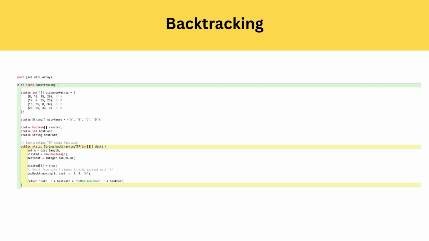Best cost stores the minimum distance, and best path stores the best route. The main function is backtracking TSP. It initializes the variables and starts from city A. Then it calls TSP backtracking, which is the core recursive function. These functions explore all possible paths using recursion.